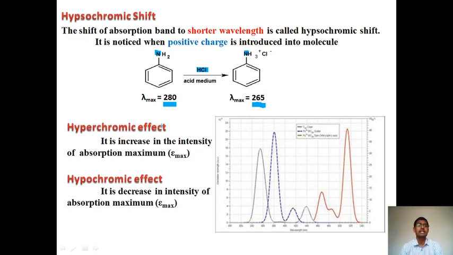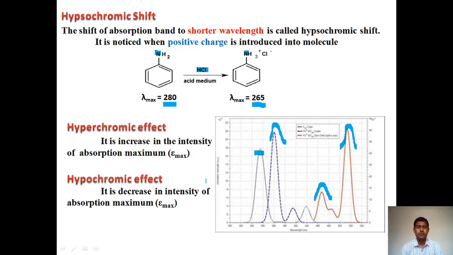Next one is hyperchromic effect. It is an increase in intensity of absorption maximum. Intensity of the peak increases. Such an effect is called hyperchromic effect. And the last effect is hypochromic effect, in which there is a decrease in intensity of absorption maximum. Initially the intensity was good, then the intensity of your absorption maximum or absorption band decreases. Such an effect is called hypochromic effect.